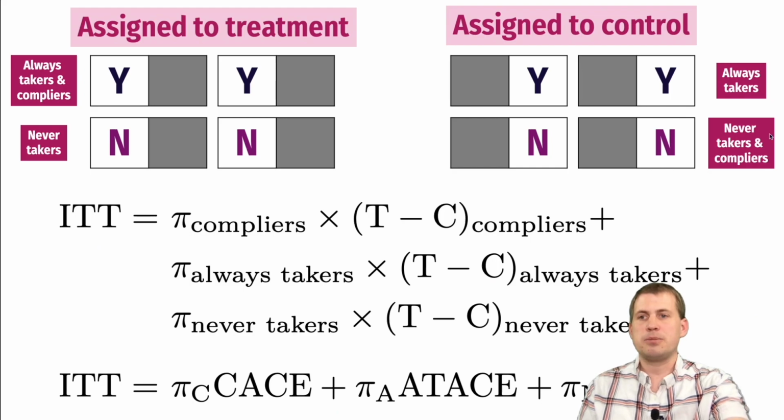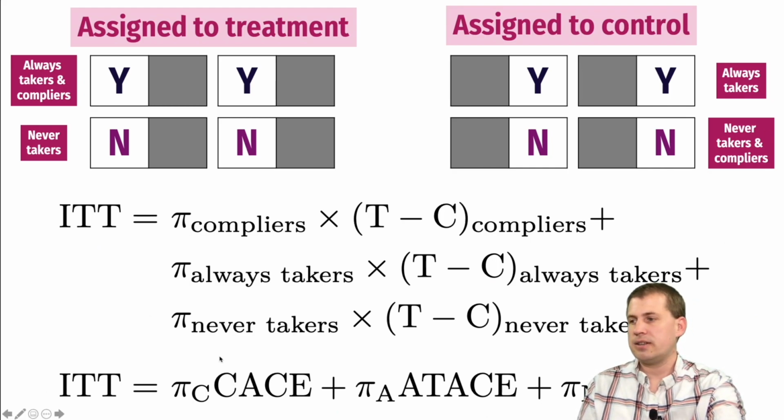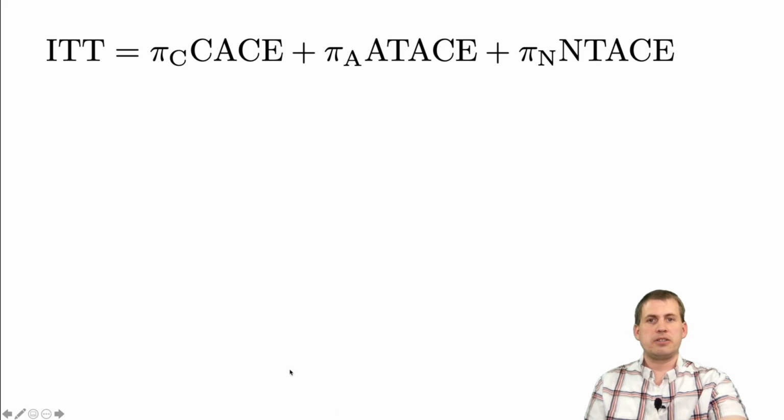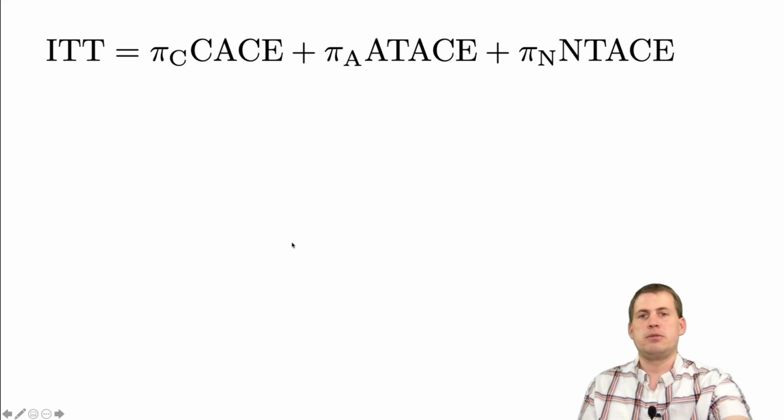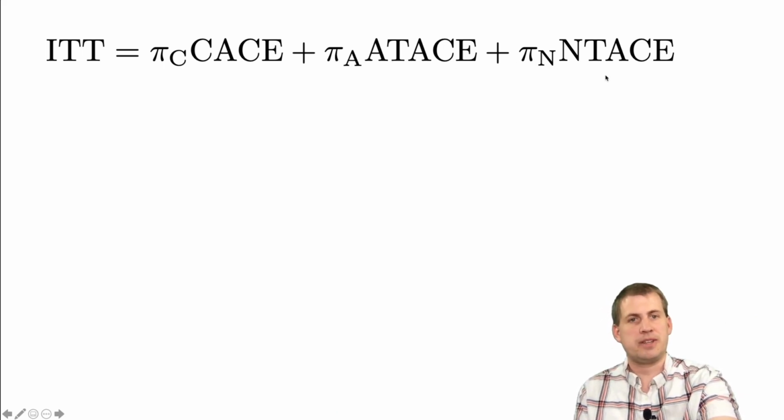And the reason that's important is we can start using algebra to find this complier average causal effect. So here's the math formula we want. We want to know the proportion of compliers so that we can then find the complier average causal effect. We also have to know the proportion of always takers and the proportion of never takers.